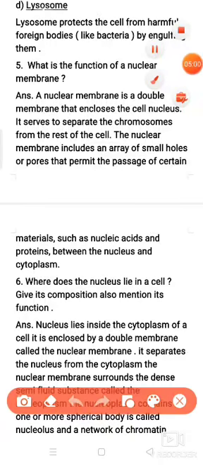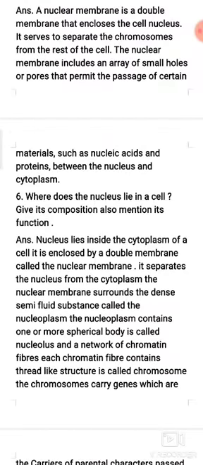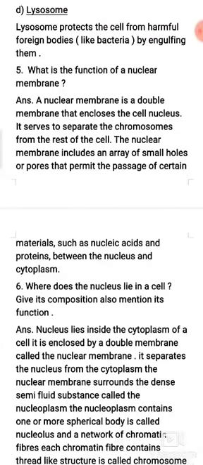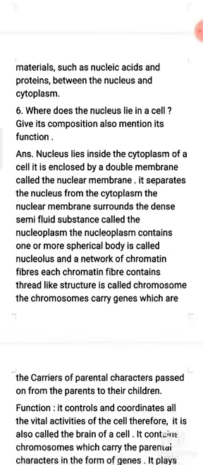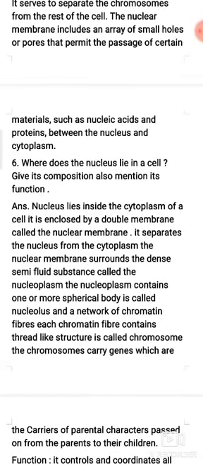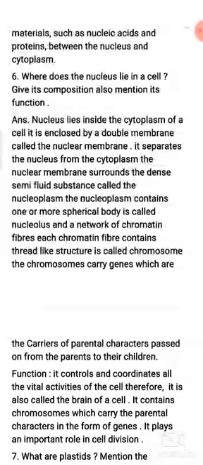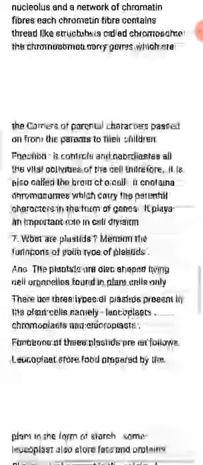So what is the function of a nuclear membrane? A nuclear membrane is a double membrane that encloses the cell nucleus. It serves to separate the chromosomes from the rest of the cell. The nuclear membrane includes an array of small holes or pores to permit the passage of certain materials such as nucleic acids and proteins between the nucleus and cytoplasm. Where does the nucleus lie in a cell? The nucleus lies inside the cytoplasm of a cell. It is enclosed by a double membrane called the nuclear membrane. I have explained the nucleus and its composition also.